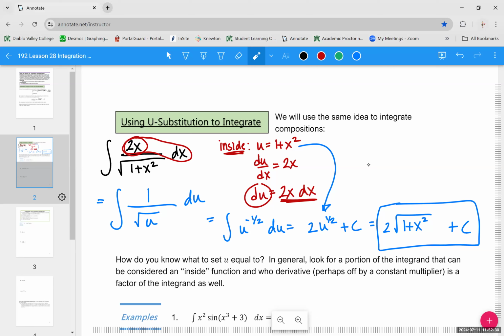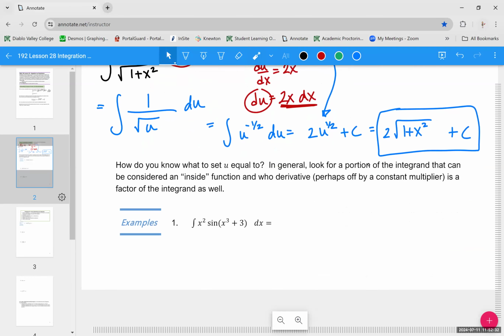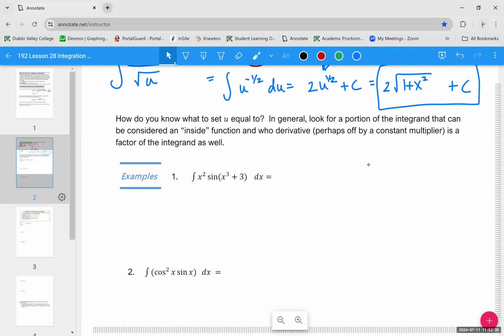So a lot of times the biggest question is, what do I set my u equal to? And similar to the chain rule, the more you practice it, the better at it you get. But in general, you're going to look for the portion of the integrand that can be considered an inside function. Okay? Like what's under the square root, what's being raised to the power, what's in the exponent of the e or something like that.